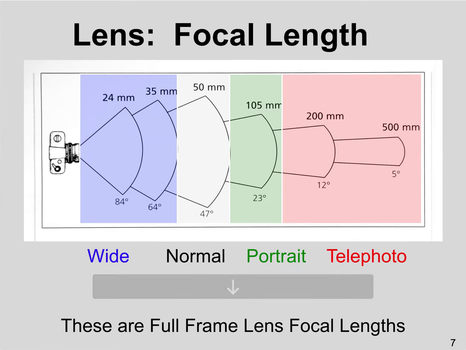So here are lens focal lengths. This gives you kind of a good comparison. In the blue, those are wide angle focal lengths on a full frame camera, so the 24 millimeter and the 35. You can kind of see that looks more like peripheral vision to some degree. The 50 millimeter is our normal. The portrait is usually thought of as around 85 to 105. You can kind of see there. And then your telephotos are really beyond that. So 200 millimeter lenses, 300 millimeter lenses, and so on.